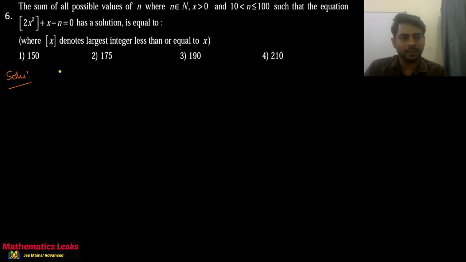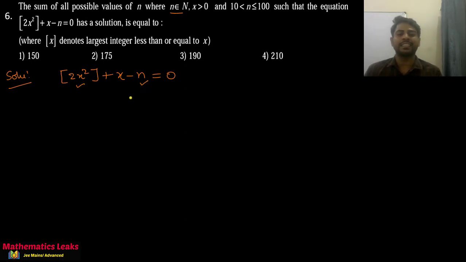So if you will see, the given equation is greatest integer of 2x square plus x minus n is equal to 0. N is a natural number, it is given, and 2x square is an integer and a natural number is obviously an integer. So this quantity and this quantity is an integer. So the overall calculated value is coming 0. So necessarily x should also be an integer. So here we can say x will be an integer, then only it can be equal to 0.